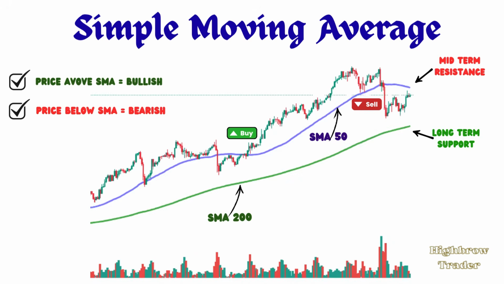The simple moving average calculates the average price over past periods, giving equal weight to each. For example, a 20-period SMA averages the last 20 closing prices and updates with each new candle. Traders use common periods like 20 for short-term, 50 for medium-term, and 200 for long-term trends. Price crossing above the SMA may signal a bullish trend, while crossing below suggests bearish momentum. The SMA helps spot momentum, support, and resistance to guide trading decisions.